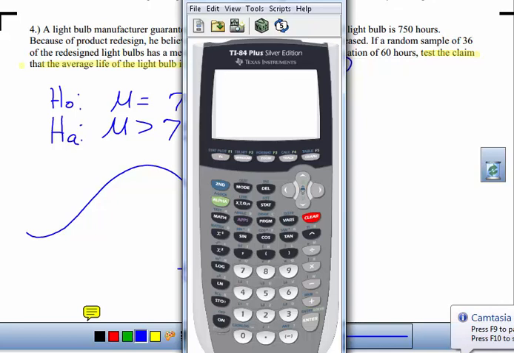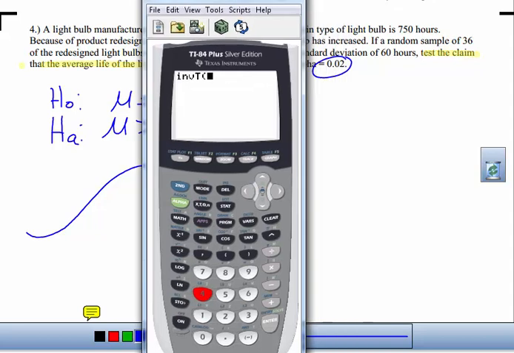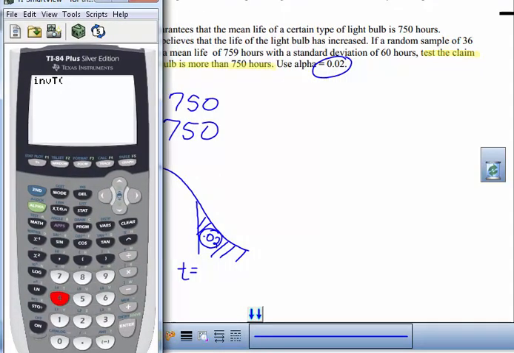So on the calculator, I'm going to go to second vars, and I'm going to use inverse t, number 4. The syntax is the area to the left, which, if alpha is 0.02, then our area to the left is 0.98, followed by a comma, and then I need to tell it the degrees of freedom, which since my sample size is 36, my degrees of freedom will be 35. And so it gives me my critical value, which is 2.133.